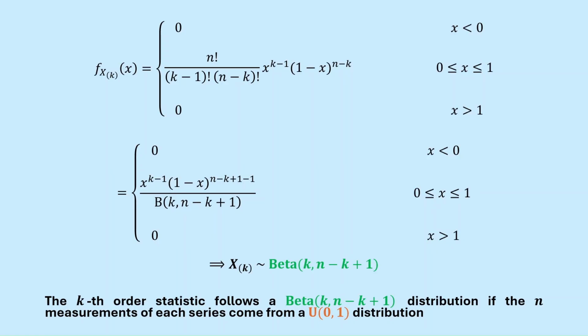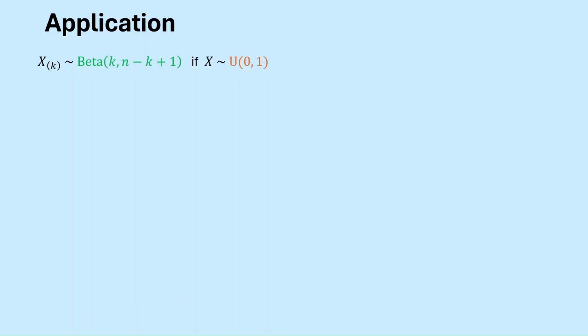And thus, we conclude that the kth order statistic follows a beta distribution with parameters k and n minus k plus 1 if the n measurements of each series come from a uniform distribution of parameters 0 and 1. This is an important result because the beta distribution is well known, and we already know in advance many of its properties. Or at least we can easily look them up in a lookup table.